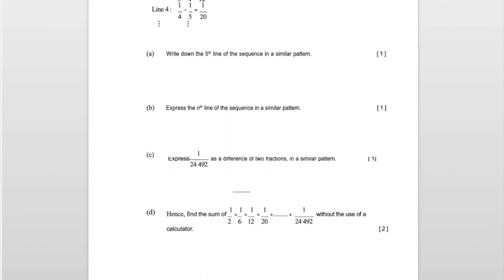The last sum is on sequence, and sequence is not tested in this year's exam, right? But I think it's alright to do the sum. Basically, sequence, you need to find out what is the pattern, and if you see the pattern, line 4, then this is 1/4 minus 1/5, and 4 times 5 is 20. So therefore the fifth line is 1/5 minus 1/6, and this is 1/30.